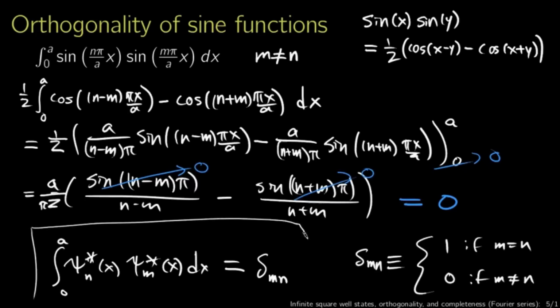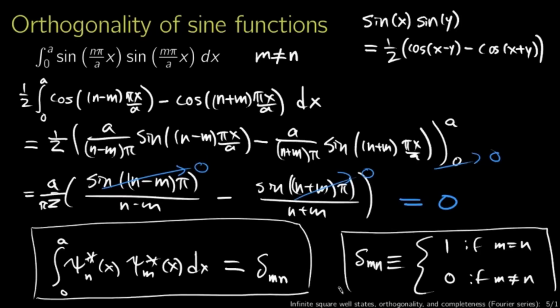So these are the sort of orthogonality conditions we'll be working with in quantum mechanics, and writing them out in terms of the Kronecker delta is a handy way of doing things. That's what orthogonality actually looks like for the solutions to the time-independent Schrödinger equation for the infinite square well potential, the particle in a box.